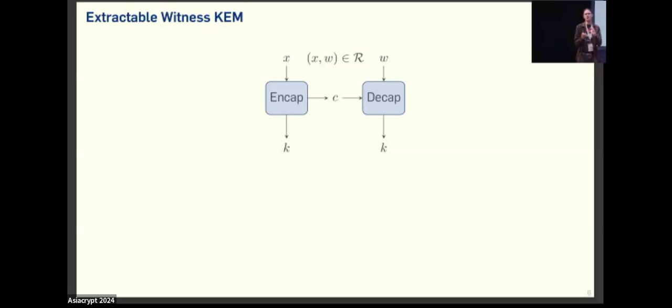The proof is slightly more complicated than for normal hybrid encryption because you need to deal with the extraction instead of just indistinguishability, but it works fine. So we actually want to construct an extractable witness KEM. Now, what is an extractable witness KEM? Well, basically, we have an encapsulation algorithm that uses the statement x as the encapsulation key. We encapsulate a key K and produce a ciphertext C, and then you can use the witness for x to decapsulate.